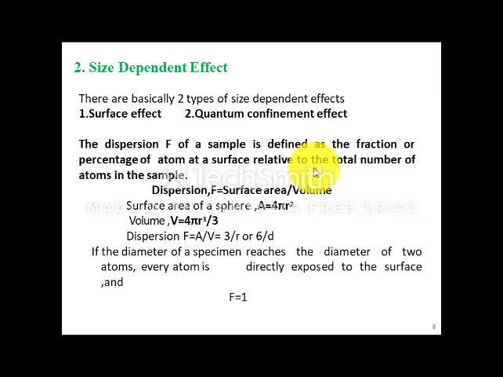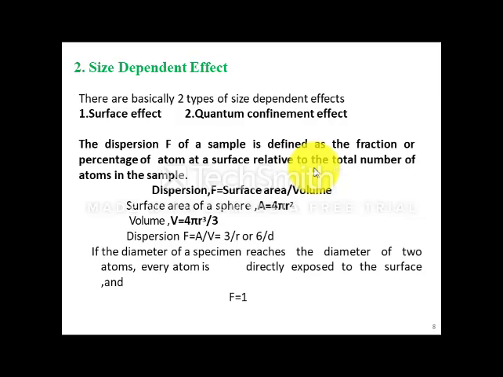The dispersion F of a sample is defined as the fraction or percentage of atoms at the surface relative to the total number of atoms in the sample. Dispersion F is equal to surface area to volume. Surface area is calculated by 4 pi r squared, and volume is 4 pi r cubed over 3.